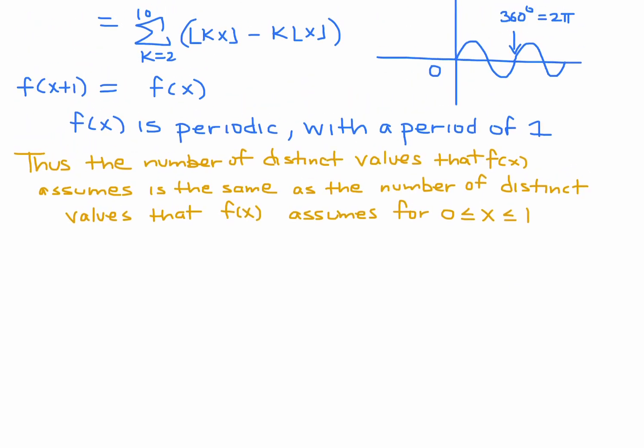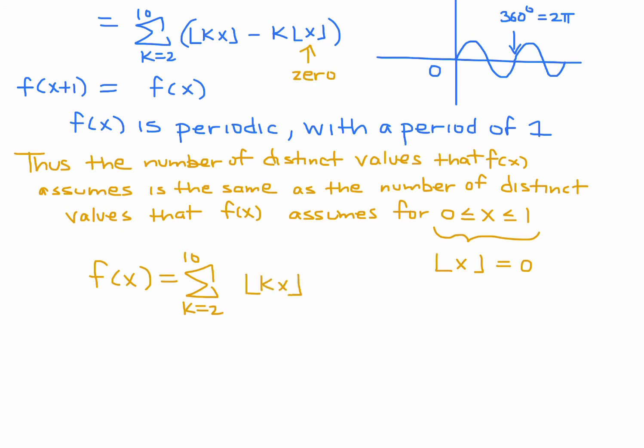And for this interval, the value of bracket x would be 0, right? Because all those numbers are decimals, like 0.3, 0.7, and if you take the greatest integer less than it, it's 0. So that means that this whole thing, which is f of x, really just reduces to the following: k from 2 to 10. Since bracket x is going to be 0, this becomes 0. So all you're left with is just that kx in the bracket. And that's it.